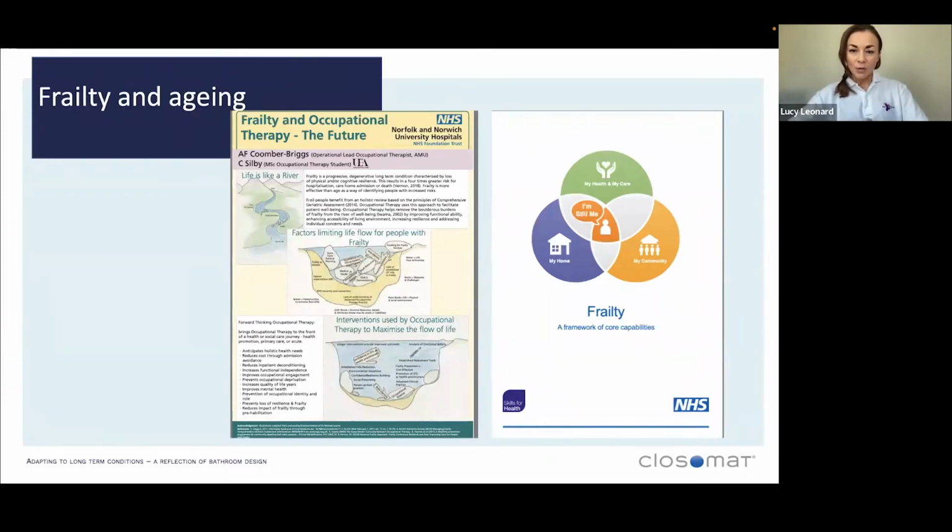I've just got some further reading for you there, because frailty and occupational therapy is a huge topic and there isn't enough time to cover it here. So there is some further reading here. It's a really interesting piece that I found on the Royal College of OT website about frailty and using a particular frame of reference there. And also the NHS and Skills for Health have published a document on frailty, which is really interesting, and I would direct you to those documents if you want to read further.